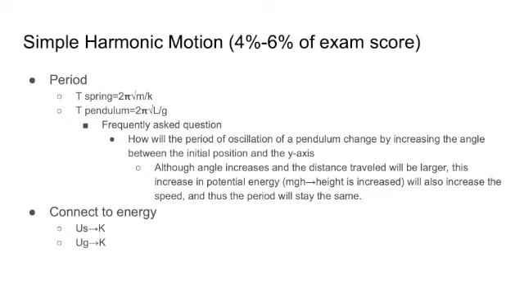A frequently asked question is going to be like, how will the period of oscillation change by increasing the angle between the initial position and the y-axis of a pendulum? So although the angle increases and the distance traveled will be larger, this increase in potential energy, which is mgh, will also increase the speed, and thus the period will stay the same. We can also do this by plugging in the formula, which is 2 pi root L over g. So if L and g are not changing, then the period should stay the same.